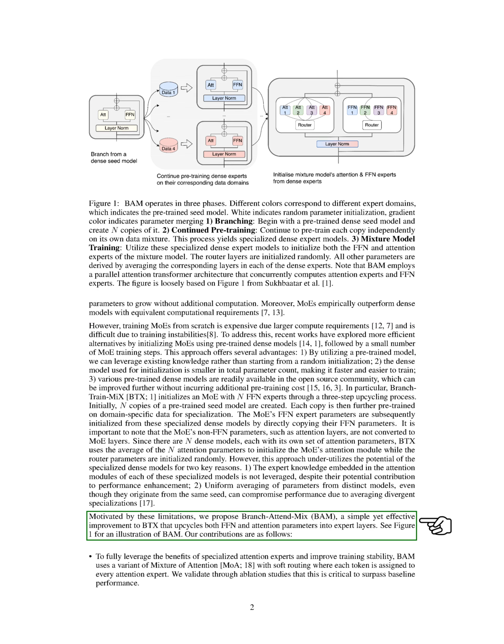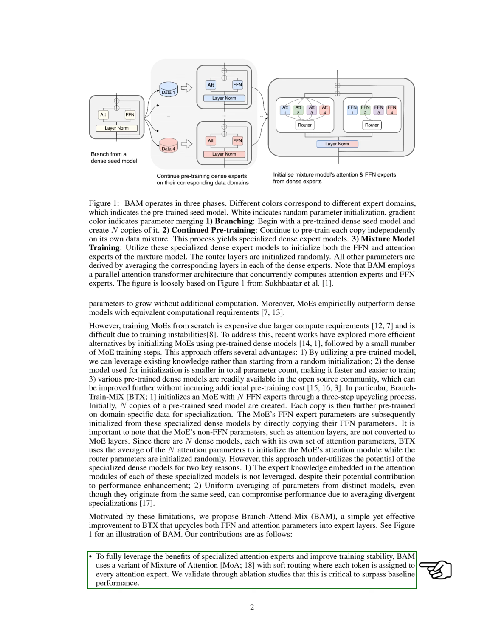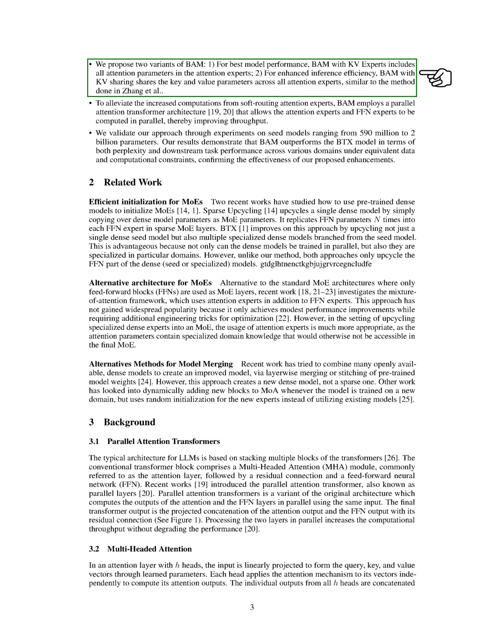To address these shortcomings, we propose Branch Attend Mix, BAM, which enhances BTX by incorporating both FFN and attention parameters into expert layers. Our contributions include using a variant of mixture of attention, MOA, with soft routing, where each token interacts with all attention experts, which we validate through ablation studies as crucial for improving performance. We present two BAM variants, one that includes all attention parameters for optimal performance and another that shares key and value parameters across experts for better efficiency.